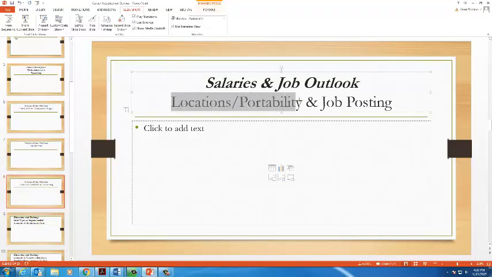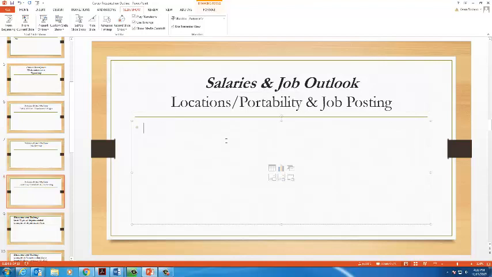Job locations and portability. This question is really asking, can you take this job anywhere? So as a psychology professor, jobs may be limited. I would have to live in cities where there were colleges or universities. It's not a job like a nurse where I'd be able to find a job if I showed up anywhere.